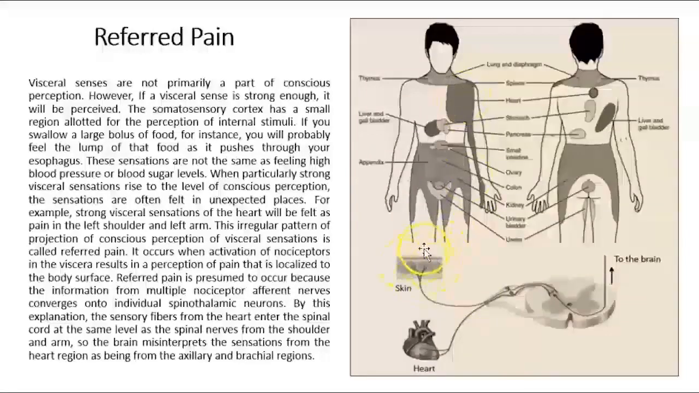Referred pain. This happens because when people have heart attacks, they feel pain in the left arm, because the first order neuron for the skin goes this way and makes a synapse with a second order neuron. But what happens is that the heart's first order neuron also makes a synapse with the same second order neuron. So when the brain receives the information, it's not sure whether it's receiving the information from the skin in the left arm or from the heart. So that's why you feel pain from different areas.